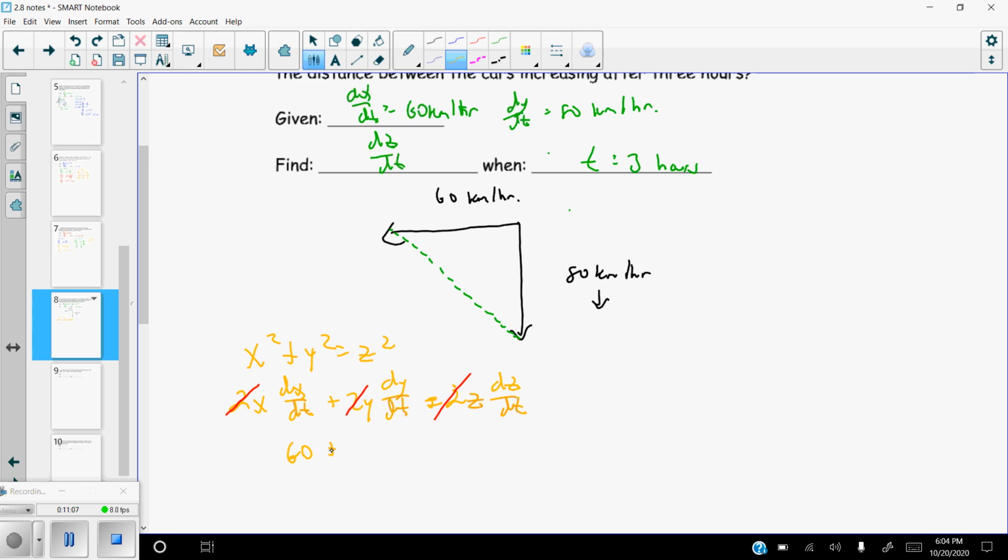We've got dy/dt, that's 80. We need to find dz/dt. That's what we're looking for. What we don't have is x, y, or z, but we do know the time traveled. So we know that these cars traveled for 3 hours. 60 kilometers per hour for 3 hours is going to be 180 kilometers.